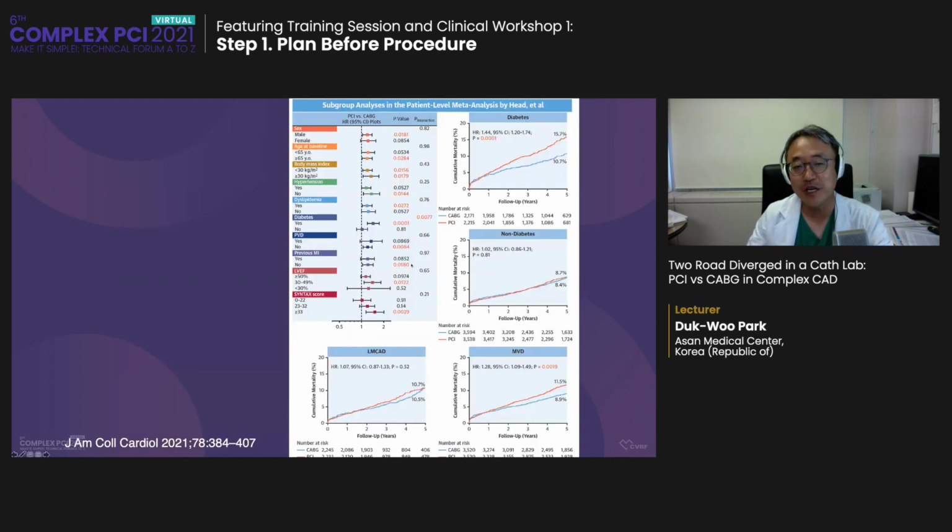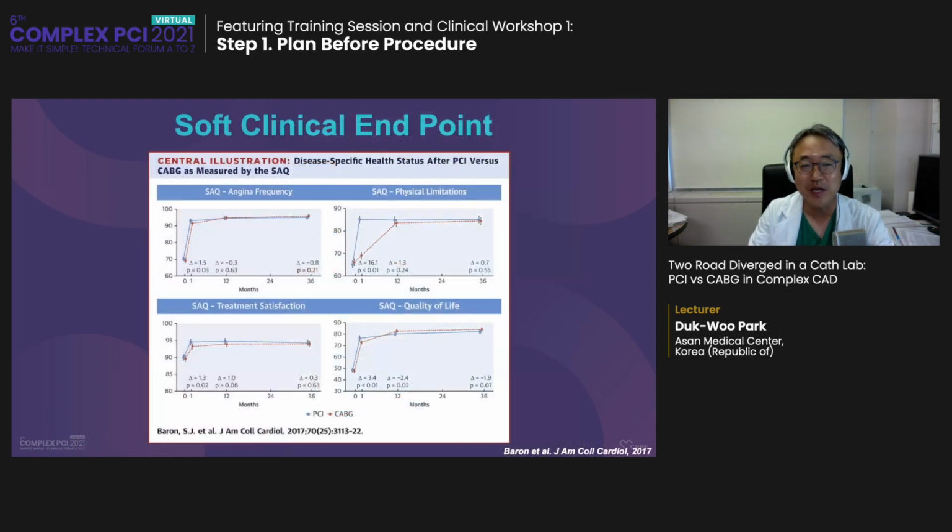Also, there was a nice paper by Stuart Head: in diabetic versus non-diabetic patients, diabetic patients are still better with bypass surgery, and in multi-vessel disease bypass surgery is better. Left main shows absolutely no difference in terms of all-cause mortality. For soft clinical endpoints, as we expected, in the early part PCI is always better. However, with long-term follow-up of more than 1, 2, 3 years, overall quality of life is similar between the two groups.